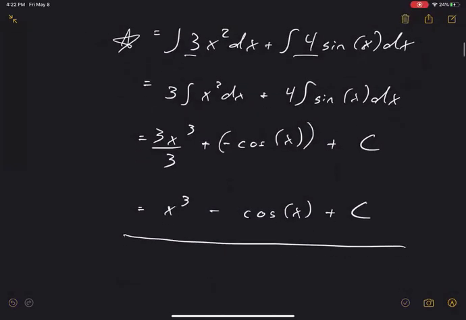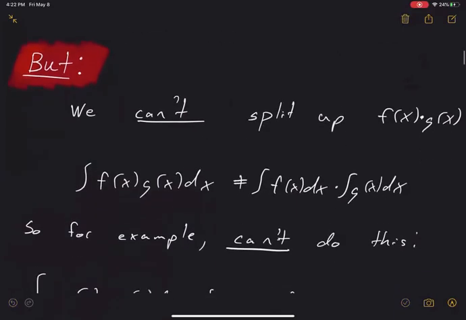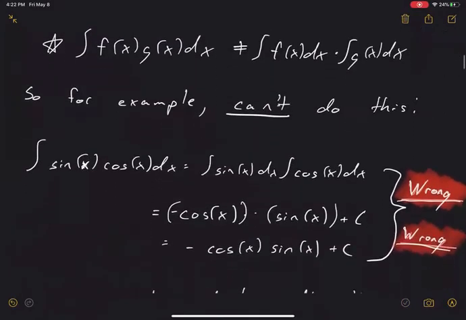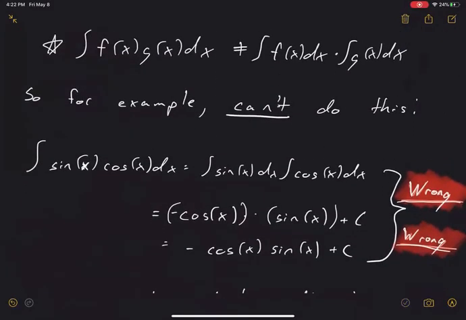However, there's some stuff we can't do with integrals. For example, we can't split up f of x times g of x. If I have the integral of f of x times g of x dx, that is not equal to the integral of f of x times the integral of g of x. Here's an example of us trying to use that. If I had the integral of the function sine of x cosine of x, that is not equal to the integral of sine of x times the integral of cosine x dx. We're going to see how to deal with this by the end of the video.